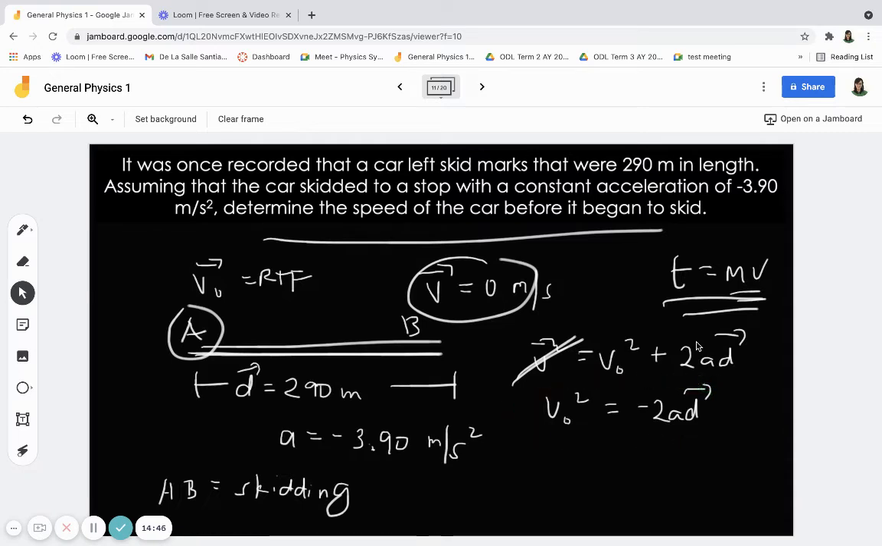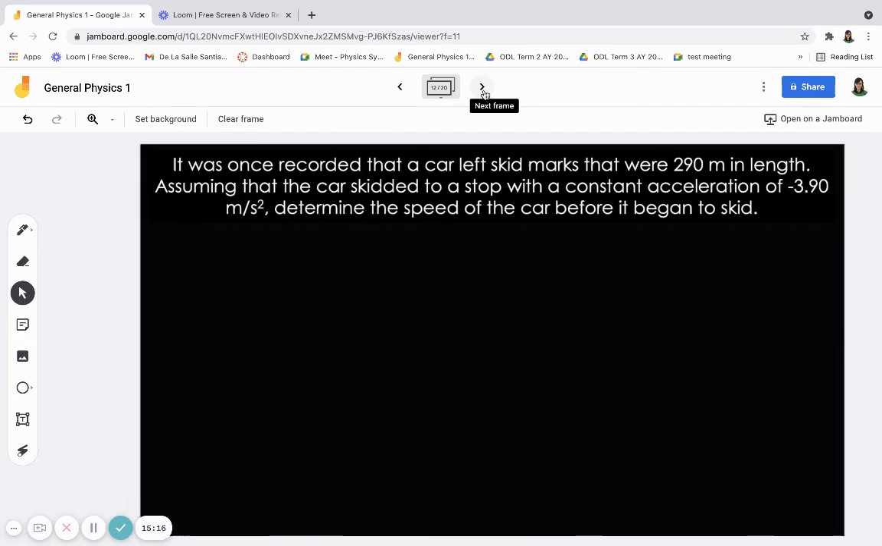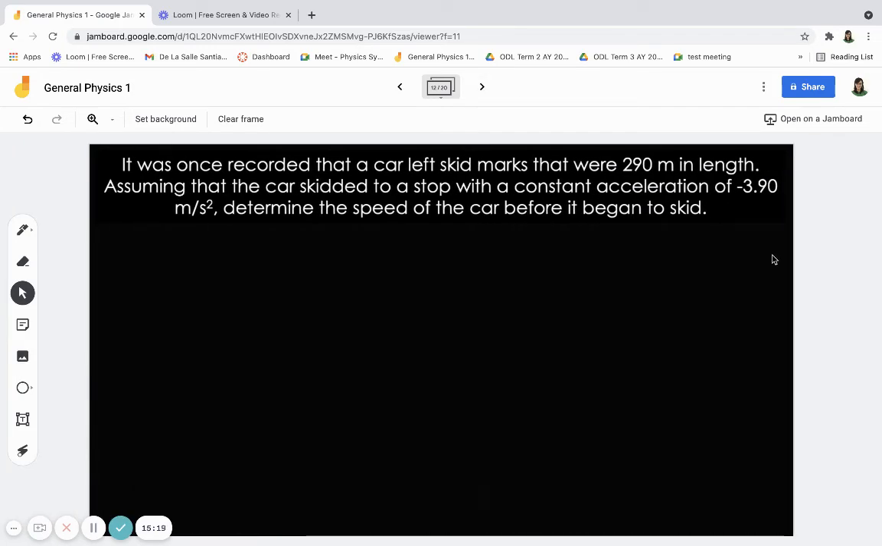Or if you flip that horizontally, it's going to look like this. Okay, so next step, we're solving for V naught or V sub 0, right? It's the RTF. So you have to square both sides of the equation so that we can cancel this exponent 2 right there. Okay, and this will become V naught, okay, equals square root of negative 2AD. Okay, that's it. So what do we do next? We just have to plug in the known variables in this particular equation.